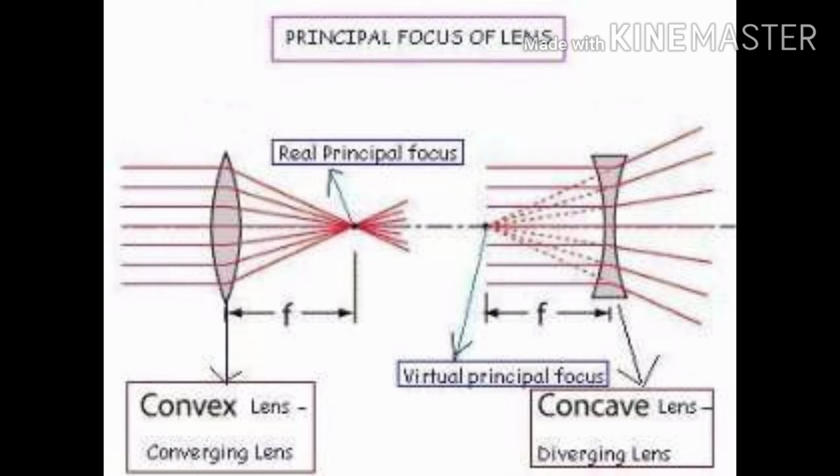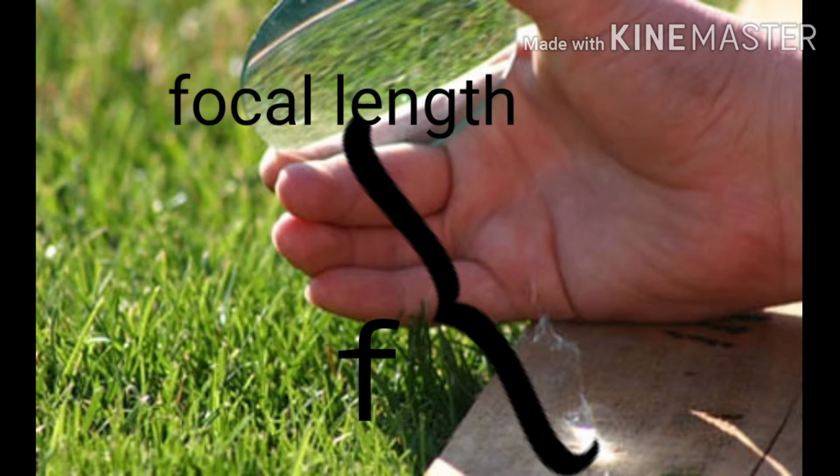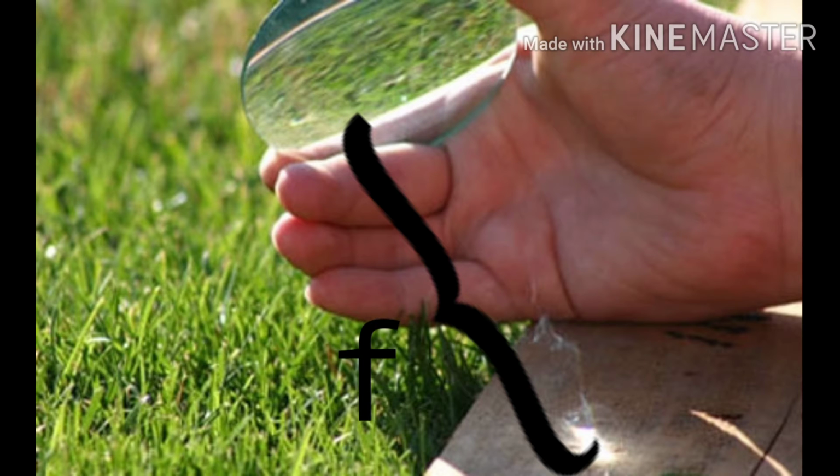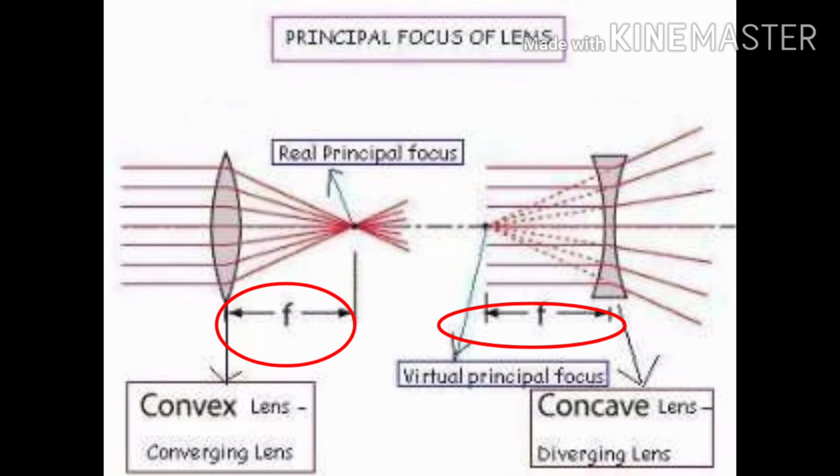Letter F is usually used to represent principal focus. However, a lens has two principal foci. They are represented by F1 and F2. The distance of the principal focus from the optical center of a lens is called its focal length. The letter small f is used to represent the focal length.